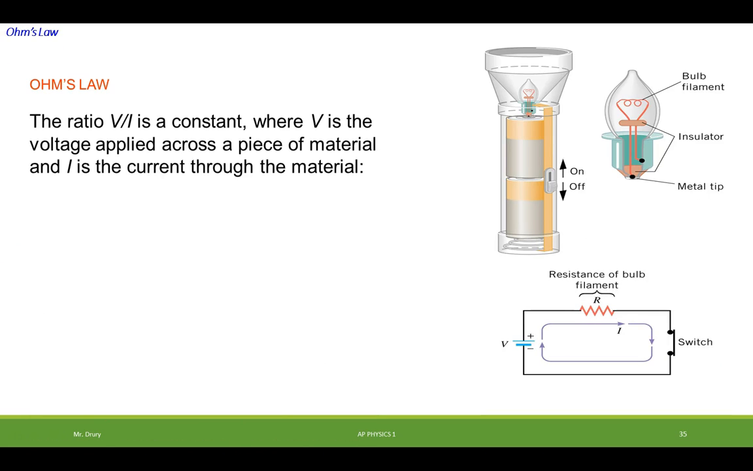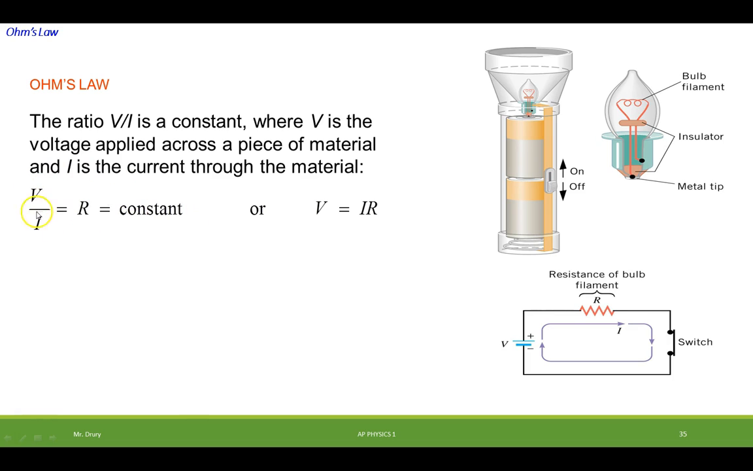So what is Ohm's law? It occurs when the ratio of V over I is a constant, where we know that V is the voltage applied across the material, and I is the current that goes through the material. So in other words, when V over I ends up being a constant, the object obeys Ohm's law.